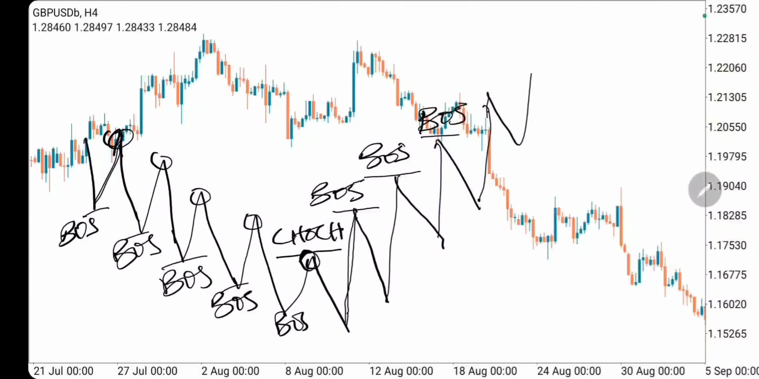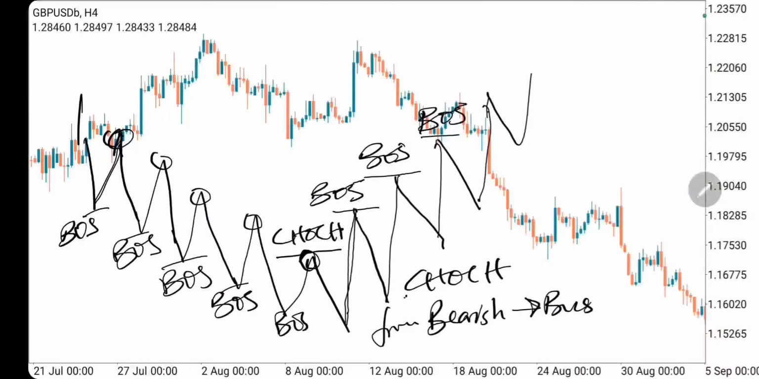So this is actually a change of character from bearish to bullish. This is a change of character from the bearish phase to the bullish phase.